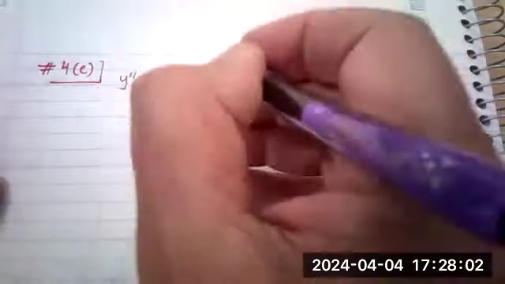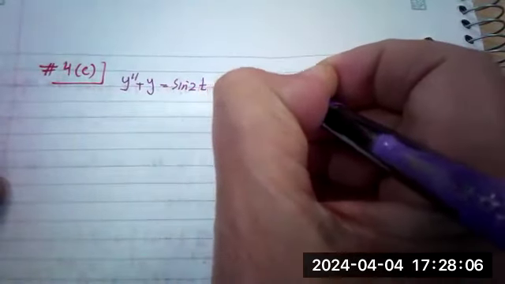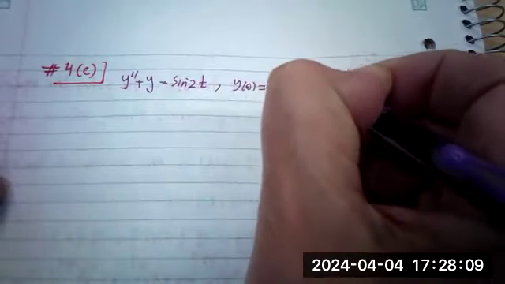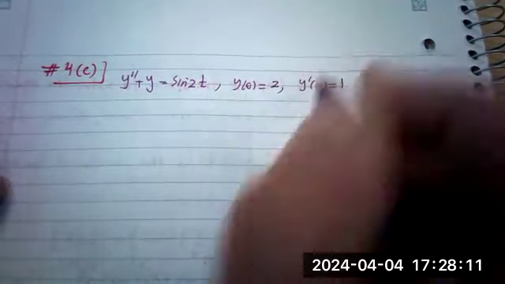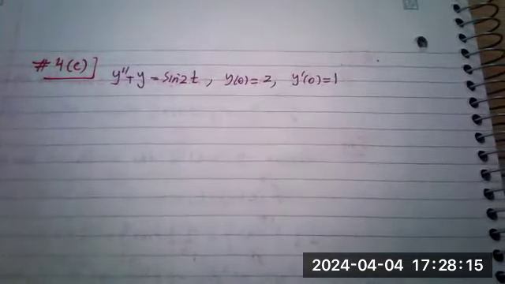It's y'' + y = sin(2t), with the initial conditions y(0) = 2 and y'(0) = 1, and it's non-homogeneous.